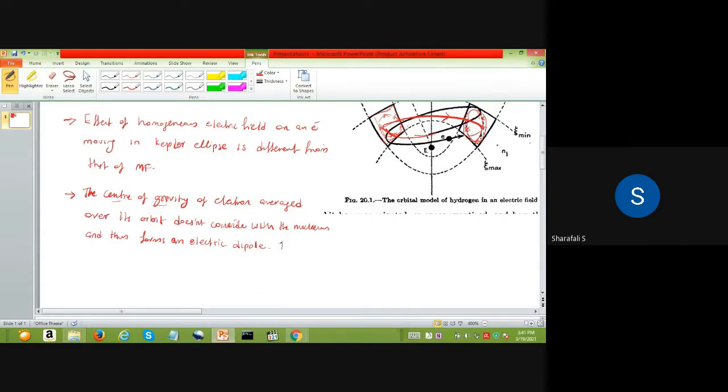Okay. And the torque on the orbital dipole by the electric field causes precession of orbital angular momentum about the z axis.